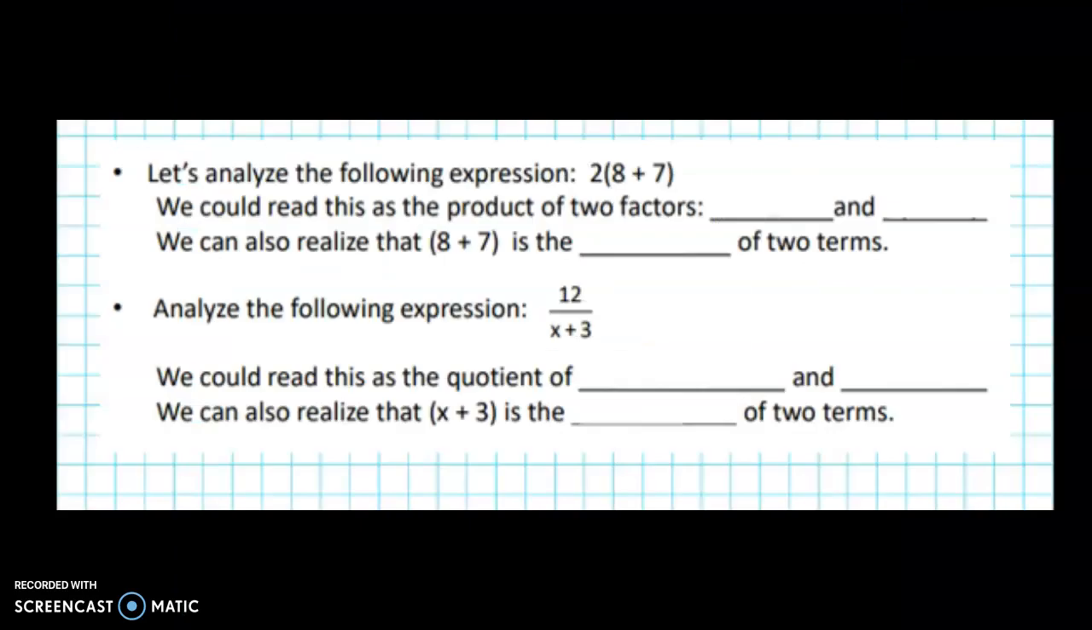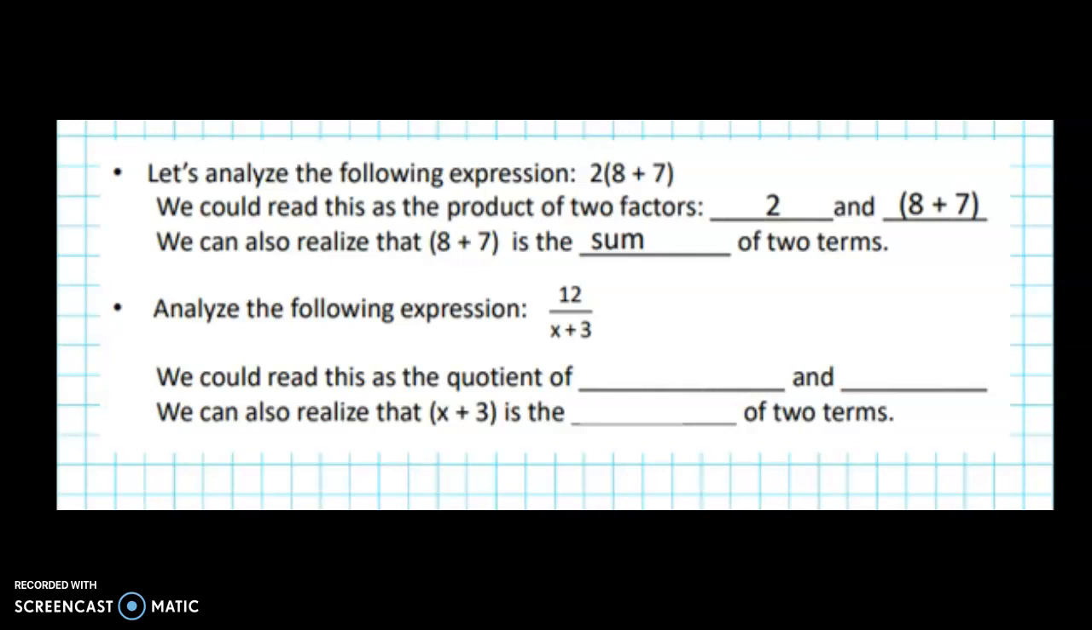Let's analyze the expression 2 times 8 plus 7. We could read this as the product of 2 factors, 2 and 8 plus 7. We can also realize that 8 plus 7 is the sum of 2 terms.